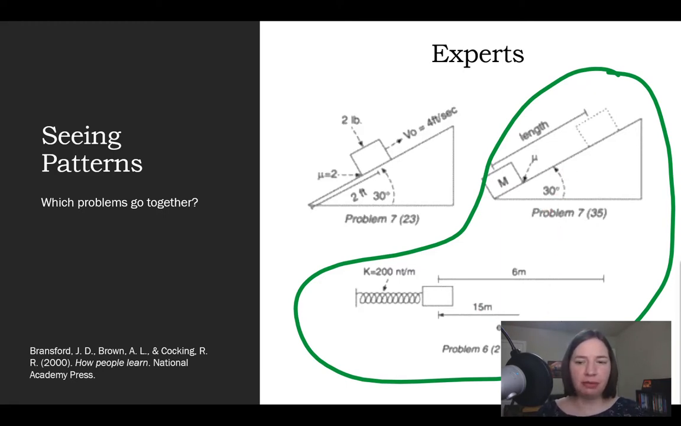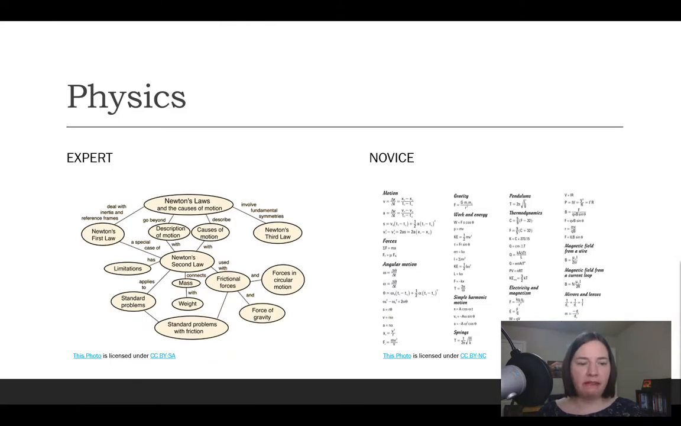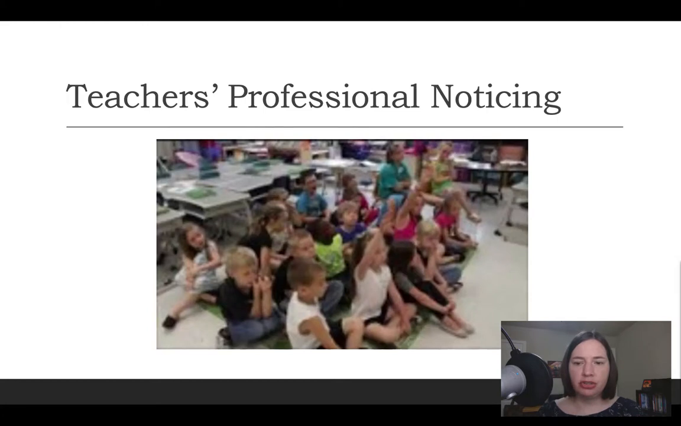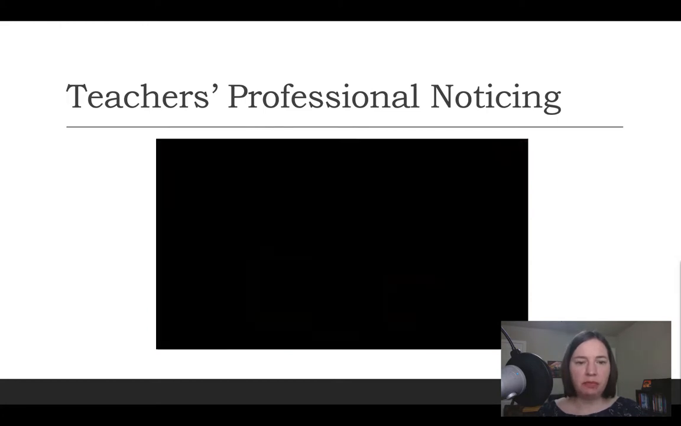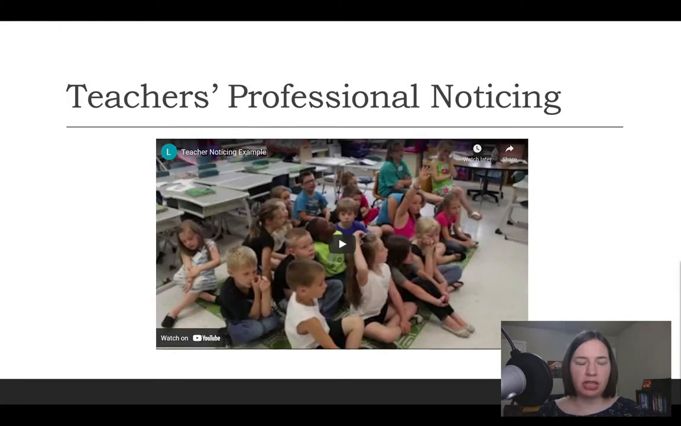Here's another example in physics. They might have Newton's laws where they see things in like a concept map, versus novices might see things in forms of different types of equations. Okay. Another example of this is teachers' professional noticing. When teachers learn, they learn to notice certain things. Like when they say a teacher has eyes in the back of their head, they've learned what to look for in students. Not just about behavior, but also when students understand and when they don't and such.